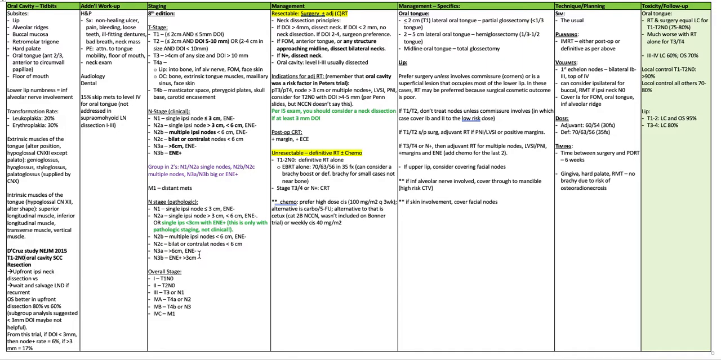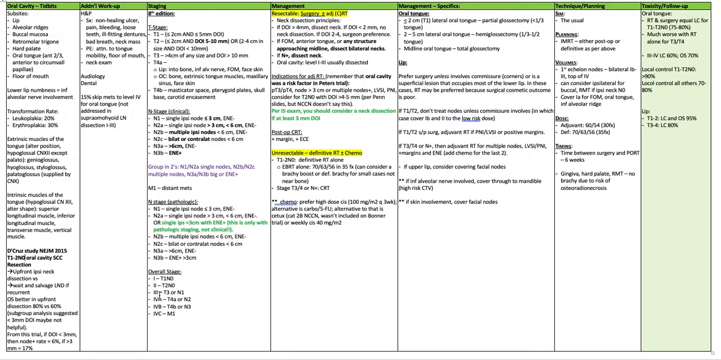N3A is greater than 6 centimeters, ENE negative. N3B is ENE positive, greater than 3 centimeters. Overall stage: T1, N0 is stage 1. T2, N0 is stage 2. T3 or N1 is stage 3.